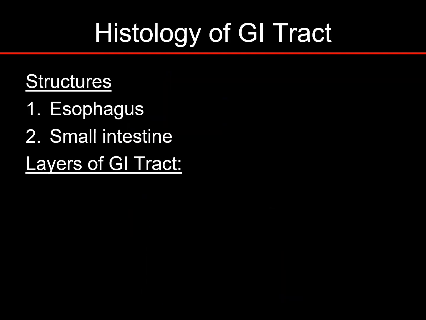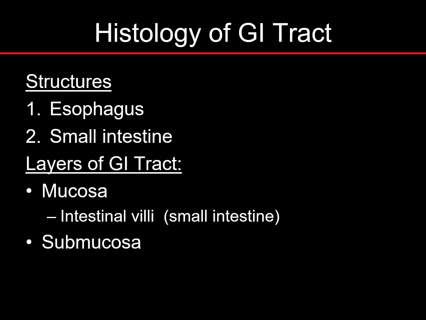So for histology, we're going to look at the esophagus and the small intestine. And if you think of the entire GI tract like one long tube, we're going to have some layers of that tube. And pretty much the layers are consistent throughout the GI tract. So no matter if you're in the esophagus or the small intestine, you're going to have the same basic layers. So you have the mucosa, which contains the epithelial tissue. And in the small intestine, you have these little villi. So they're like little fingers that protrude up to increase the surface area. So we'll take a look at that.